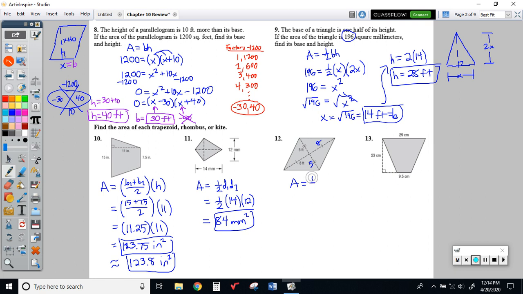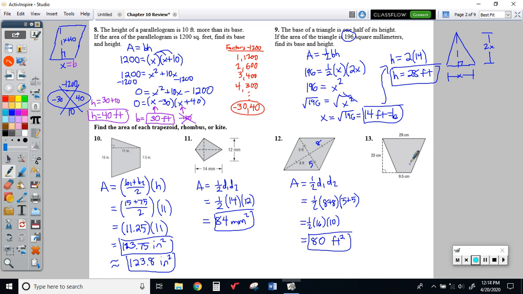So we've got 1/2 d1 d2, once again, the same formula as a kite, but it works for rhombi as well. And so we've got 1/2, and then d1, length of diagonal 1, I'll call that. This one would be 8 plus 8, or 16. And then the other one would be 5 plus 5, or 10. So we've got 1/2 of 16 times 10. Half of 16 is 8. 8 times 10 is 80. So we'd have 80 feet squared on that one.